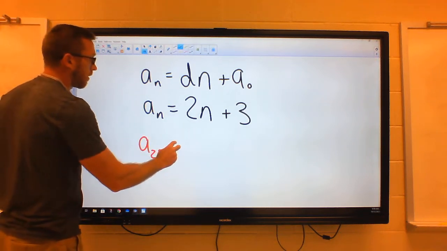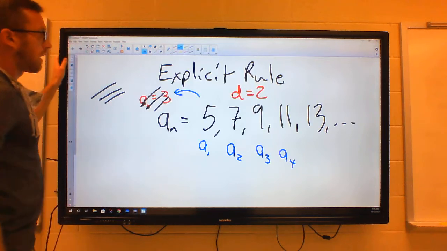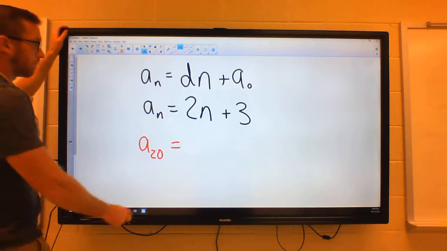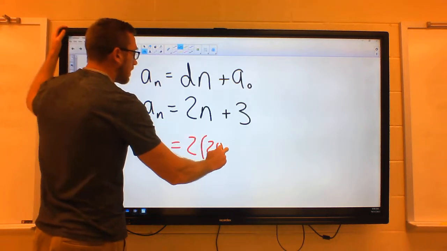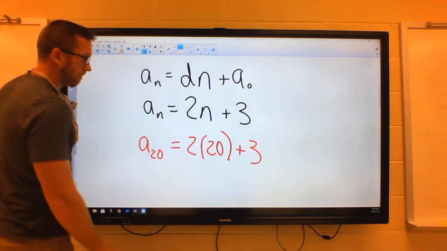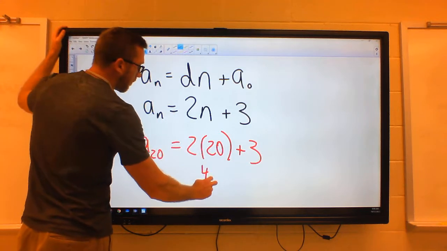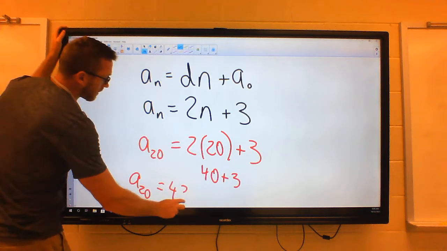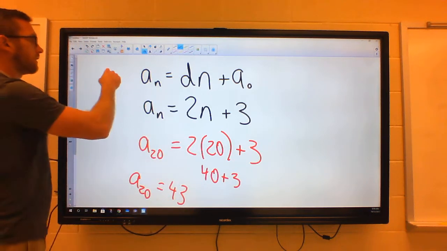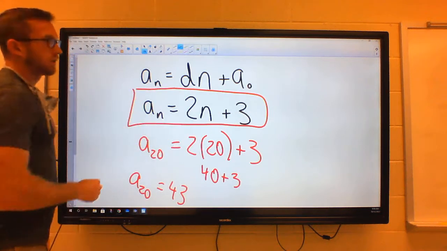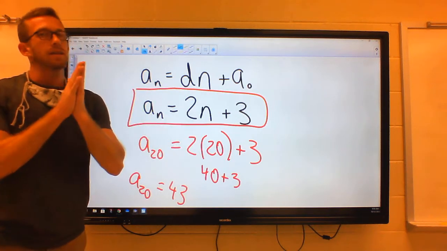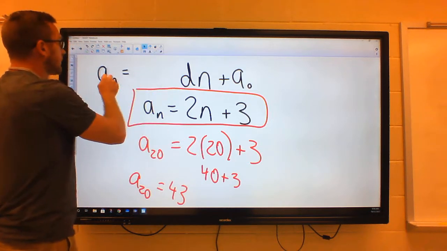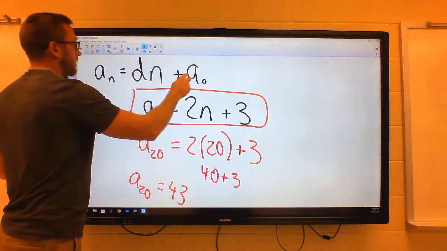And so our explicit rule is really useful because if we want to find, let's say, our 20th term in a sequence, we do not have to count to 20 to find it. We can find our 20th term just by plugging in 20 for n. 2 times 20 is 40, plus 3. Our 20th term is 43. And so our explicit rule gives us a direct equation to find any term we ever want really quickly. So this is how we find our explicit rule.